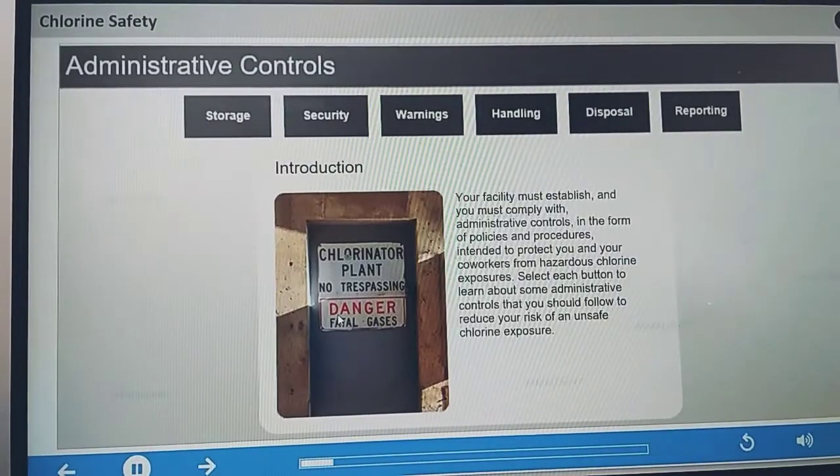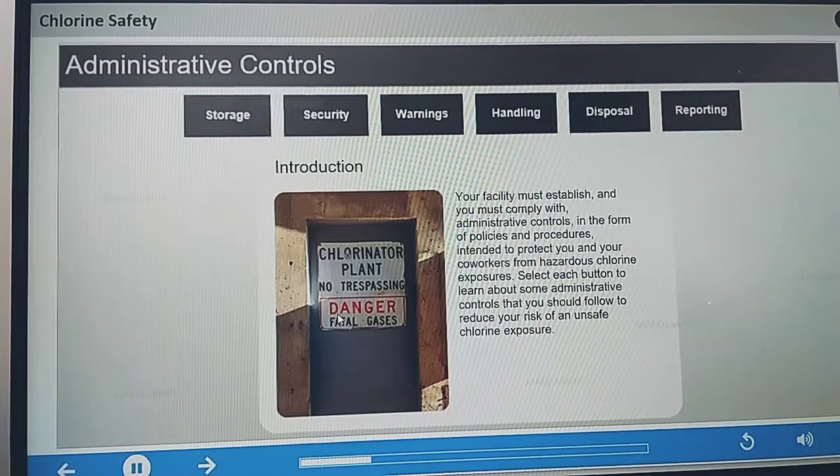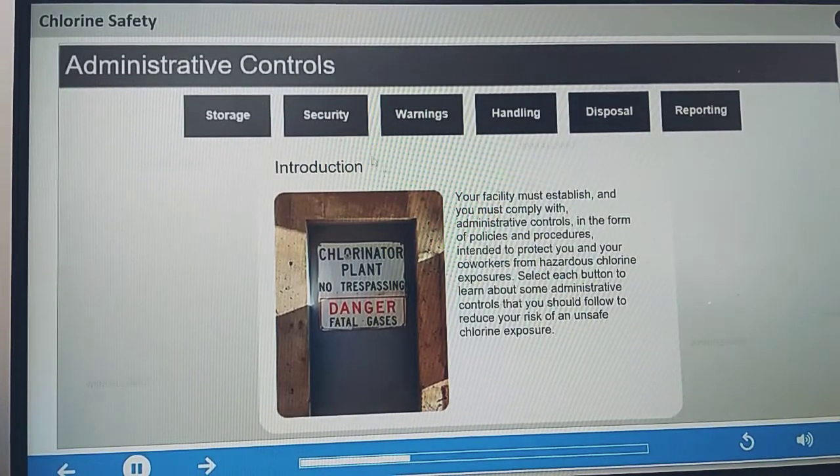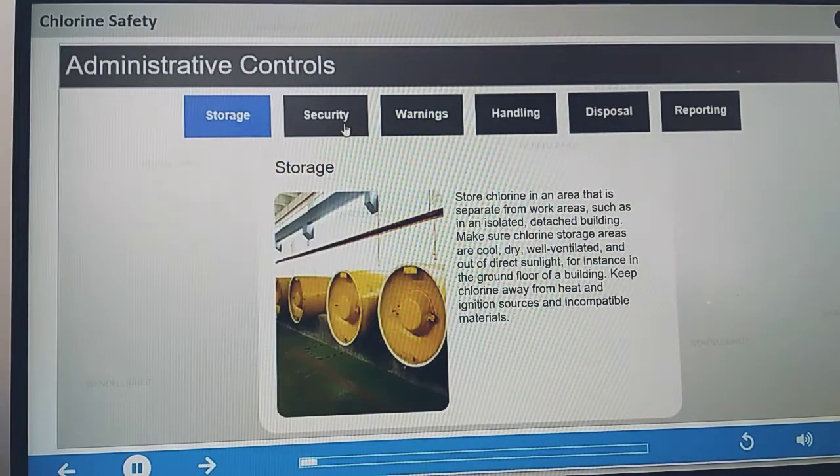You must establish and you must comply with administrative controls in the form of policies and procedures intended to protect you and your coworkers from hazardous chlorine exposures. Select each button to learn about some administrative controls that you should follow to reduce your risk of an unsafe chlorine exposure. Store chlorine in an area that is separate from work areas, such as in an isolated, detached building. Make sure chlorine storage areas are cool, dry, well ventilated, and out of direct sunlight.